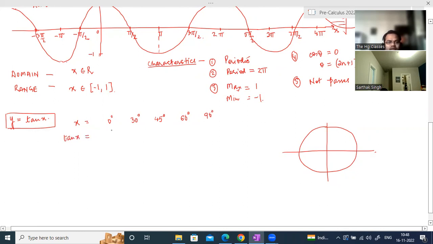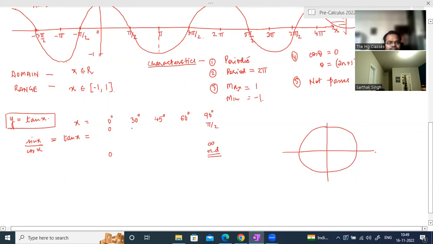From the table we learned, what will be that? For 90, it's undefined. It is infinity, not defined. And for 0, it's just 0, because the sine is 0. So tan x is actually sine over cos. If the numerator is 0, it doesn't matter what the denominator is. So tan 0 is 0.